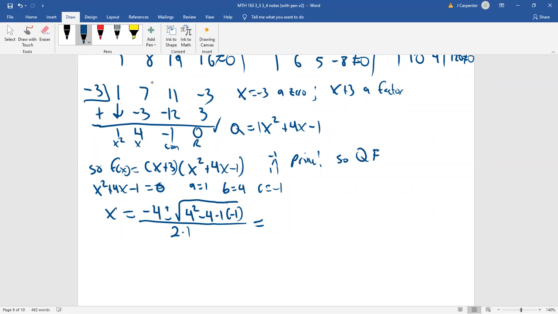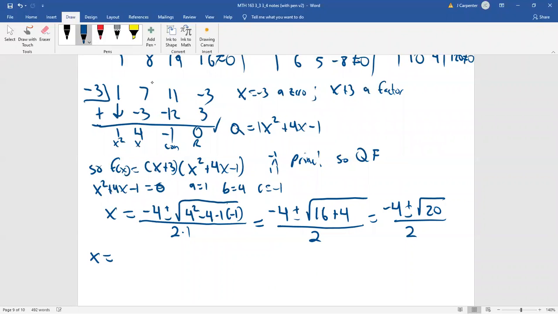And from here, it's just arithmetic. It's negative 4 plus or minus the square root of 16. Now that's negative 4 times 1 times negative 1, which is a plus 4, all over 2 times 1 is 2. 16 plus 4 is 20, so that's negative 4 plus or minus the square root of 20, all over 2.